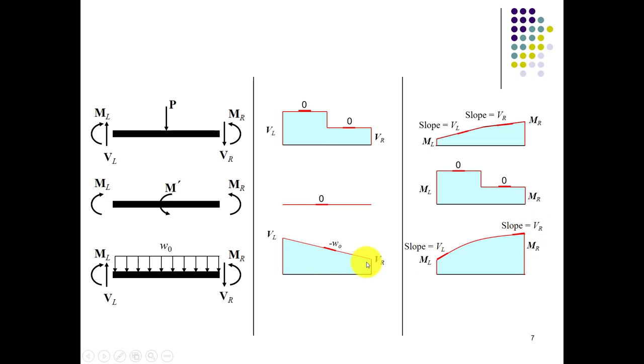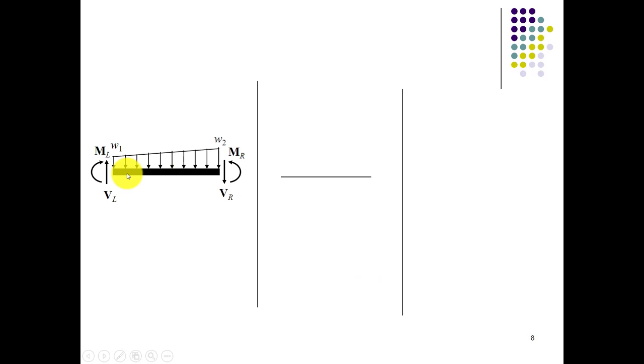Same is the case with UVL, but the shape of the shear force diagram would change. In case of an increasing UVL, you have a two degree curve, because the intensity is increasing along the section, so the shear would be like bulging outward and going downward, and this VR would contribute to the point zero. In the moment diagram, the slope at point VL would be the negative intensity, negative W1, and this would be negative W2.